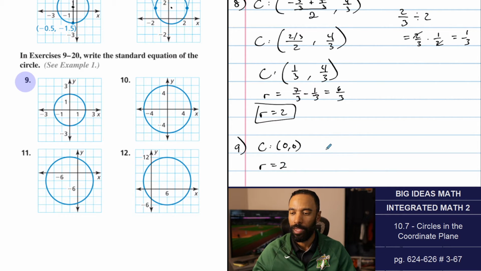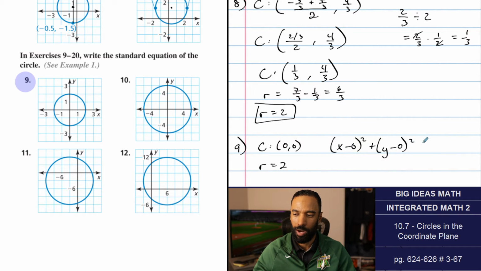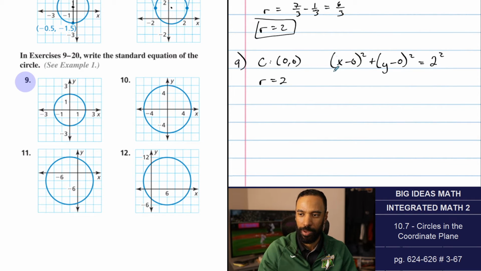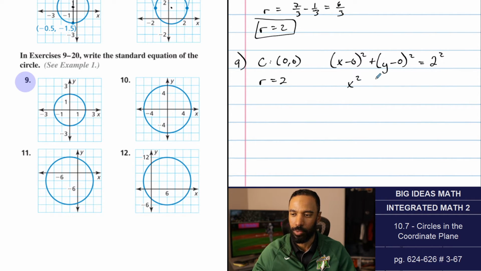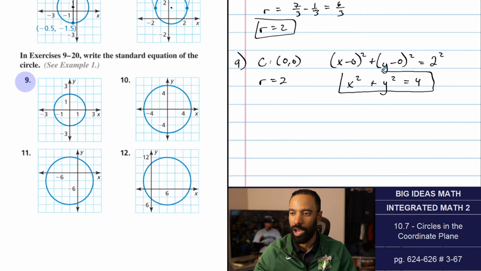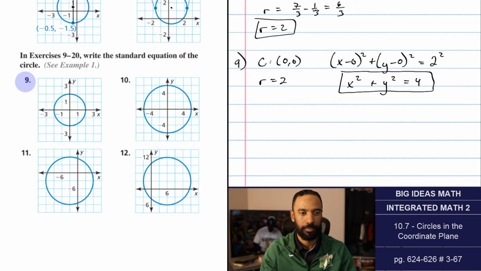This is your r. So your equation will be x minus 0 quantity squared plus y minus 0 quantity squared equals r squared, like that. X minus 0 is x, so you're left with x squared here. Y minus 0 is y, so you're left with y squared, and 2 squared is 4. And that's the standard equation of the circle on number 9.